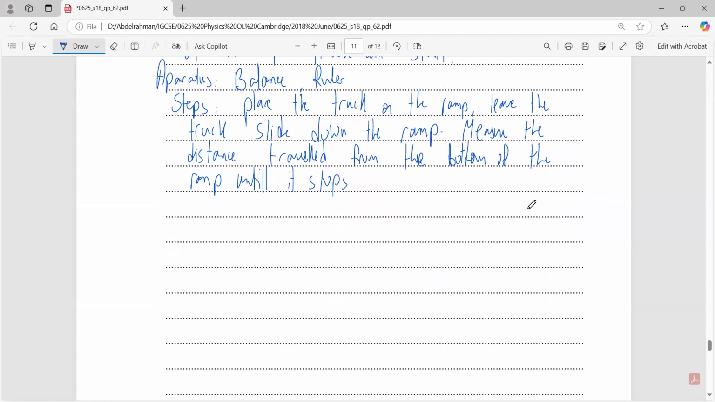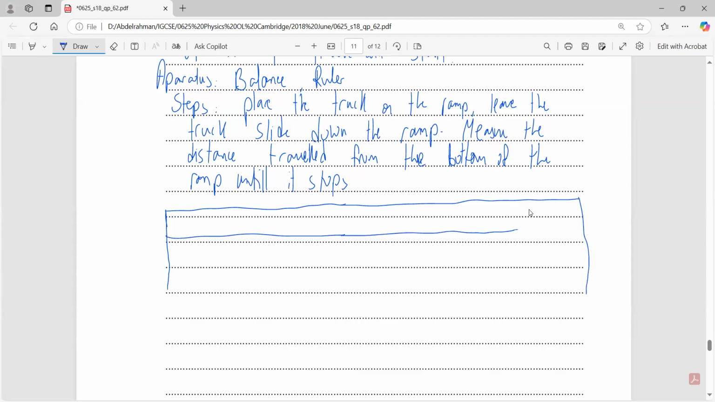There are no precautions in this question, so you don't need to write down any precautions. Can I draw the table? Yes, the table is quite easy because all you need to write in the table are the mass of the truck in grams and the distance traveled in centimeters. That's all you need to write down in the table.